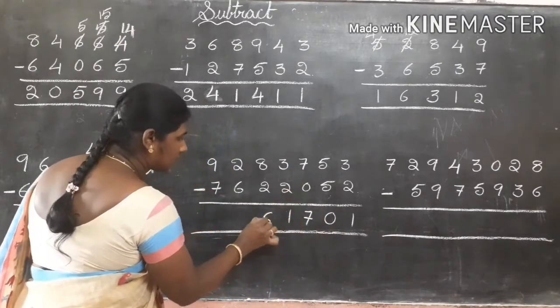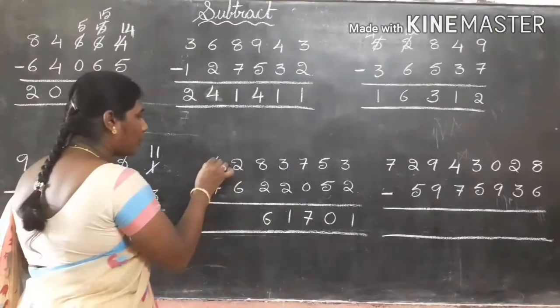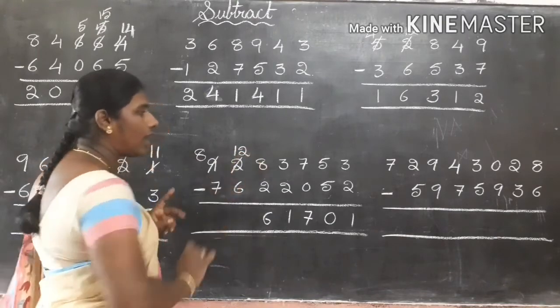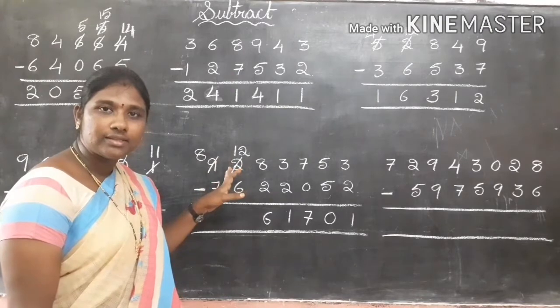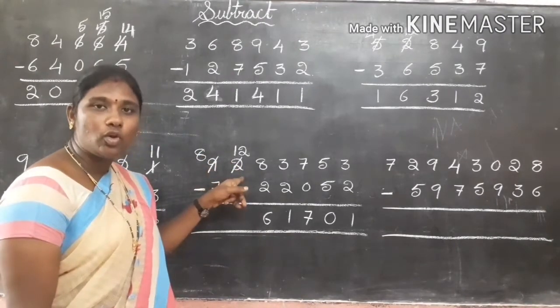8 minus 2, 6. Here 2 minus 6, is it possible? No. So we have to take the borrow. Then here it is 8. Here it is 10 plus 2, 12. Always, each place, from one place to the next place, it increases 10 times. So we have to take 10 only.